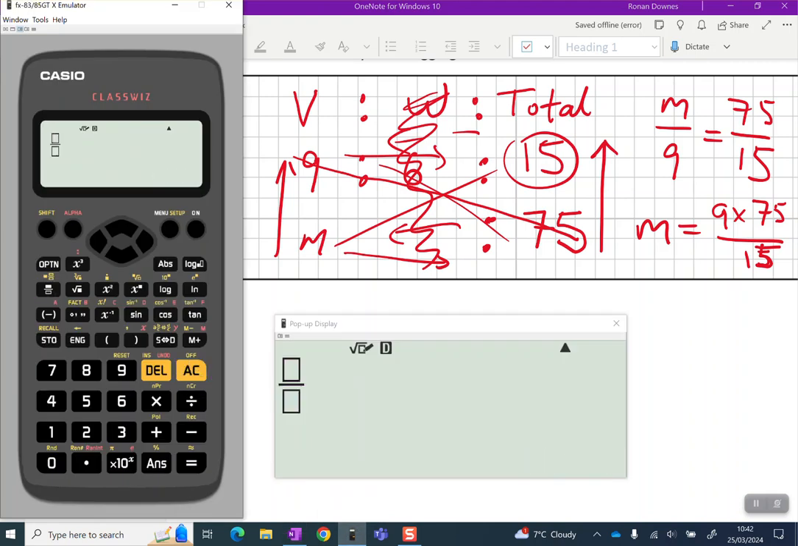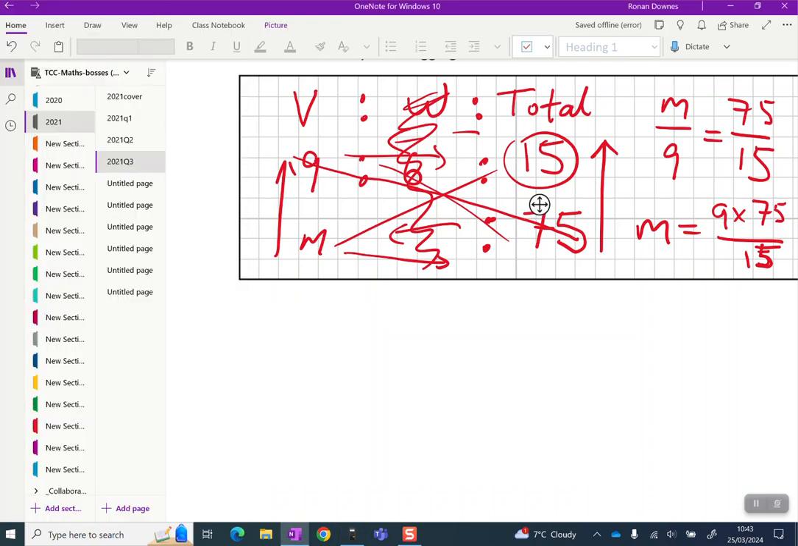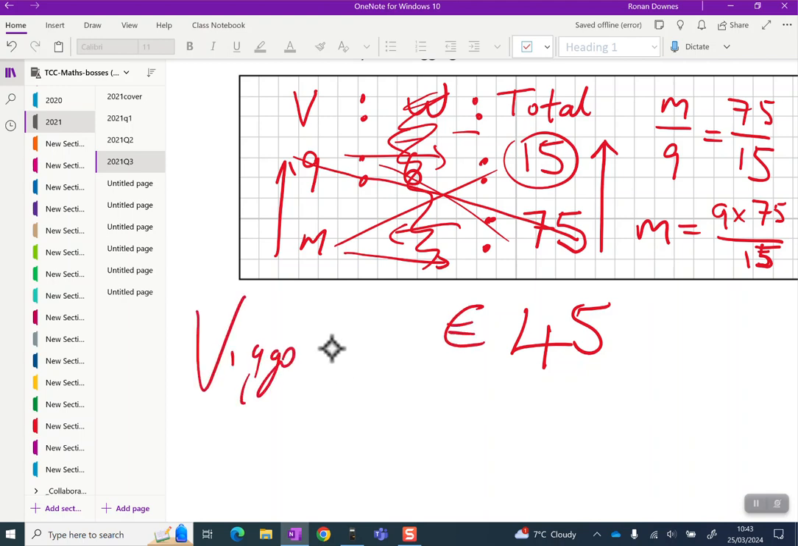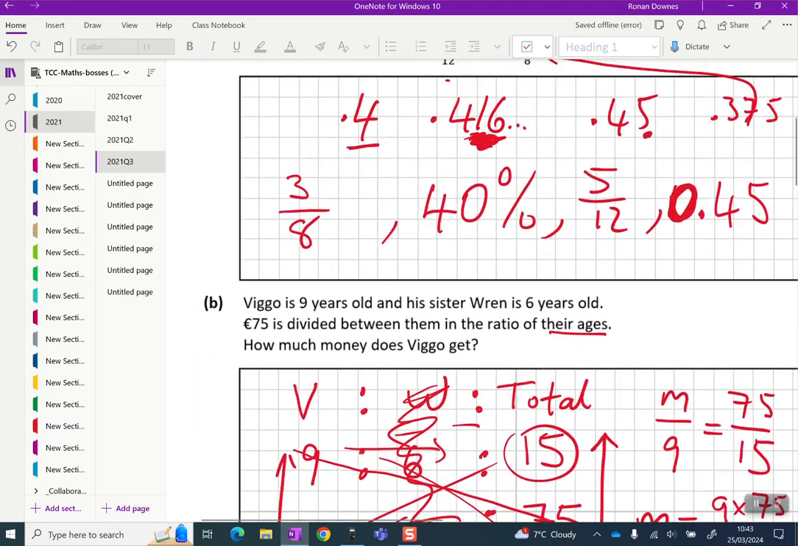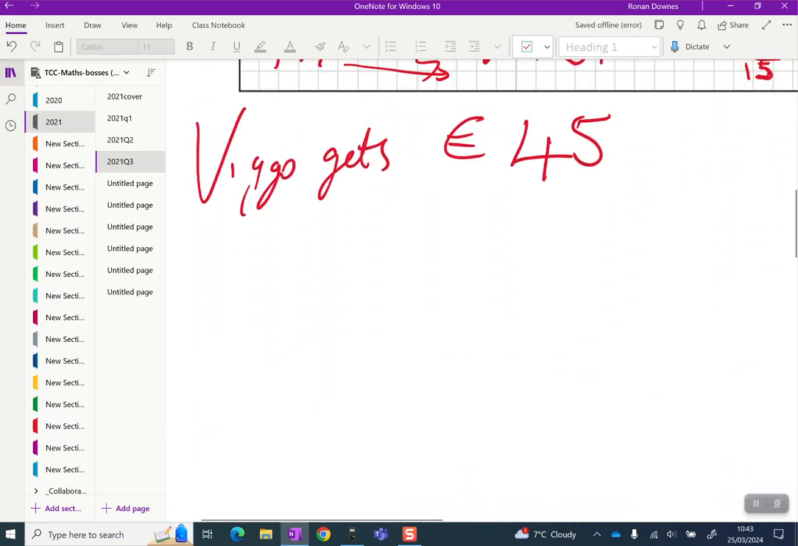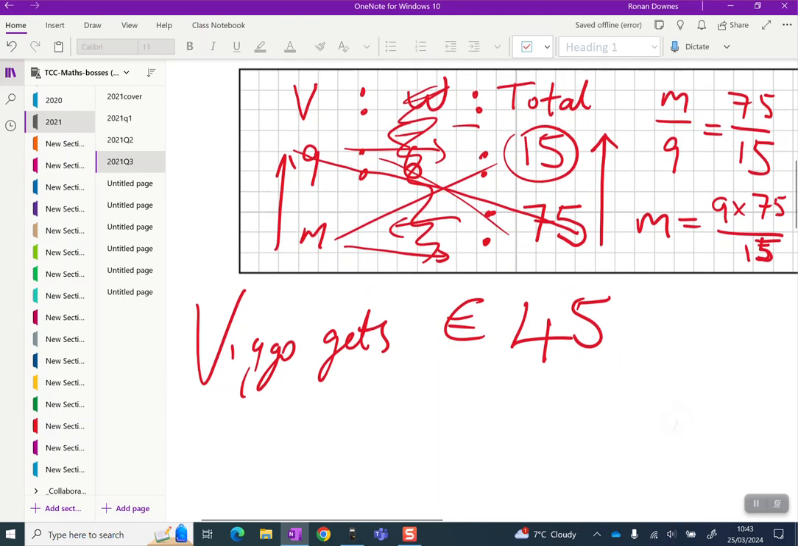So we have a fraction. It's compounded and there's a multiplication up on top, but that's okay. We can do all that multiplication up on top with the calculator. Divide by 15. Okay, so we get that Vigo gets €45. His sister Ren gets €30, but we're not asked that, I don't think. Double check: how much money does Vigo get?